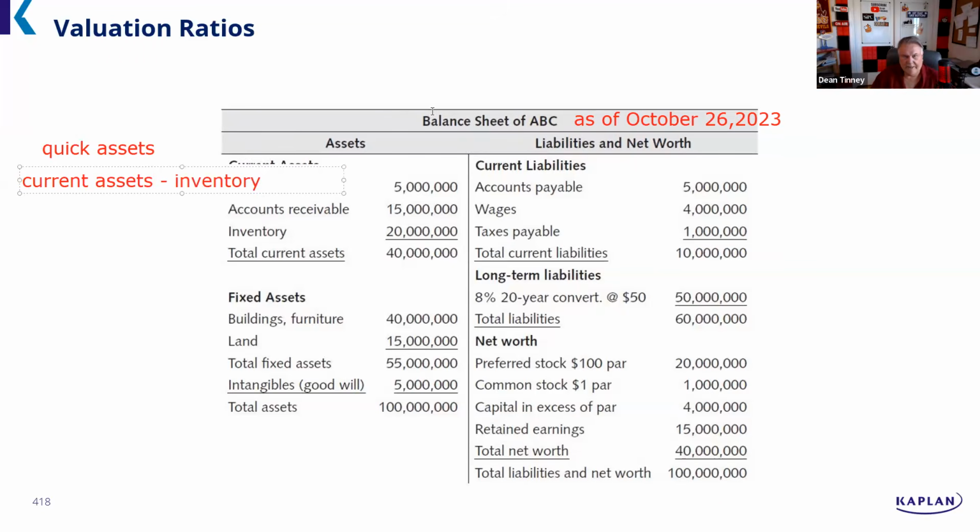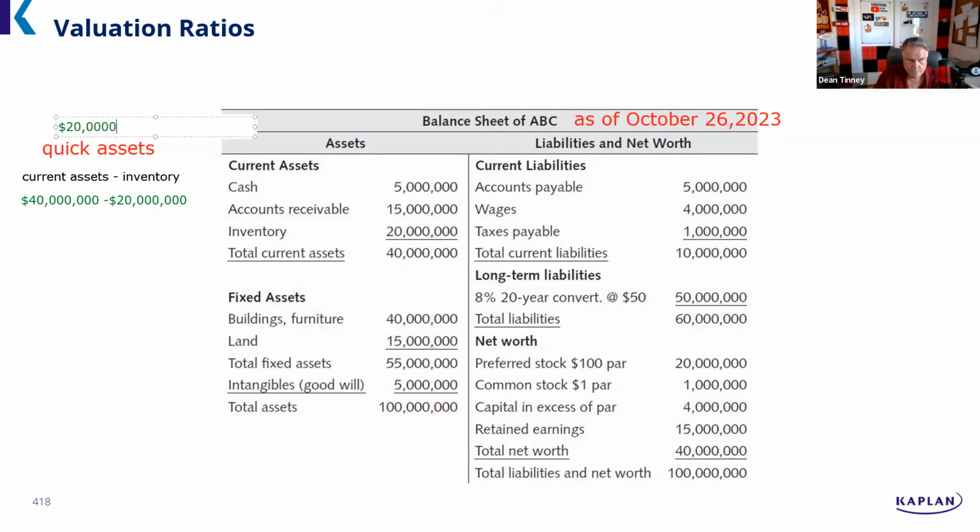So in this example, if I ask you, what is the quick assets? We'd say, okay, well, the current assets are 40 million. And of that 40 million, we're going to deduct the inventory. And so we would say that this company has 20 million in current quick assets. Okay, so again, we said we might want to do this as it relates to a person. Let's go over the other side here. So they owe $5 million in accounts payable.